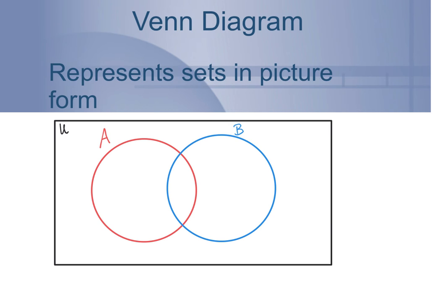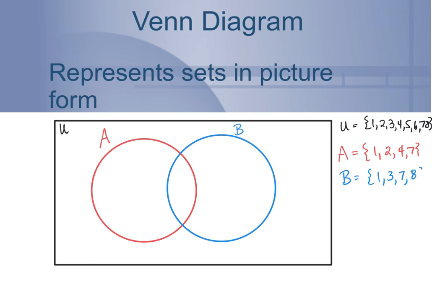And so universal means all the numbers in all my sets, and typically they'll define the universal set. So for this one, we'll say that the universal set is going to be 1, 2, 3, 4, 5, 6, 7, 8. All right. And when we did this before, we said that A was 1, 2, 4, and 7. So we have A, and that's the same set we just had on all these other examples. And then our B set again is going to be 1, 3, 7, and 8.